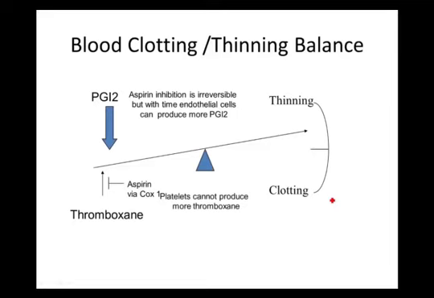Now remember, aspirin is going to bind to that COX-1 enzyme on the platelet for the entire life of the platelet, and that is not reversible, right? It's an irreversible binding, and platelets themselves cannot produce more thromboxane when inhibited by aspirin. So that push of the arrow to go from clotting to thinning stays in this direction, and that's how over time these patients are maintained with the use of aspirin.